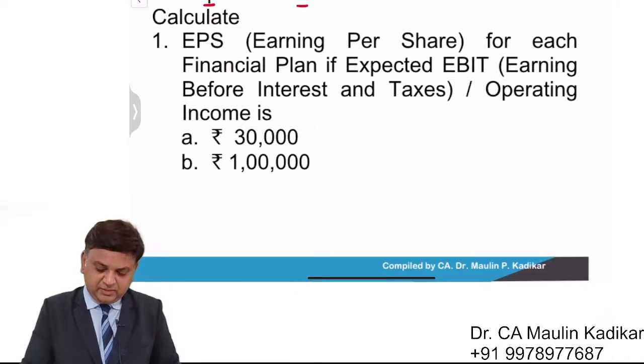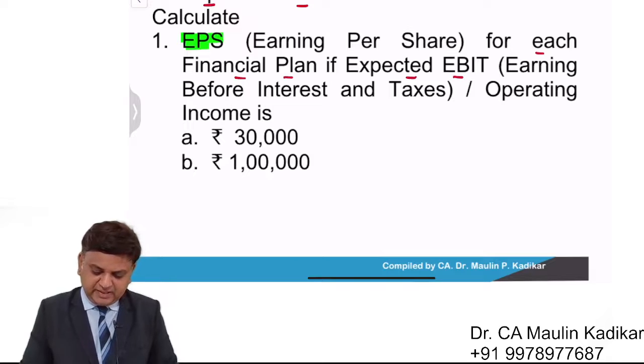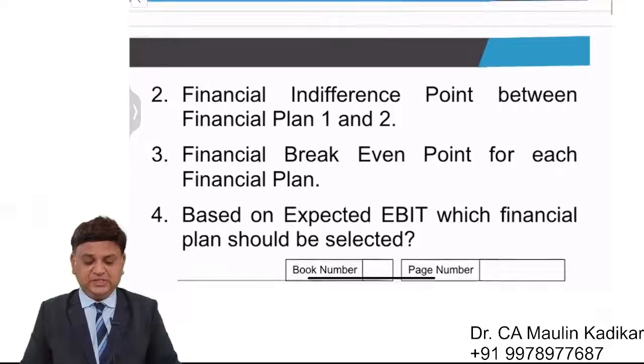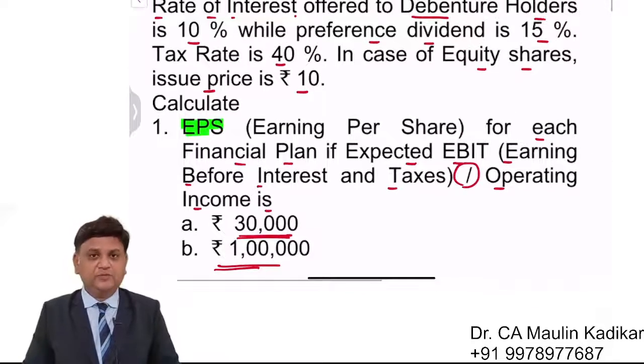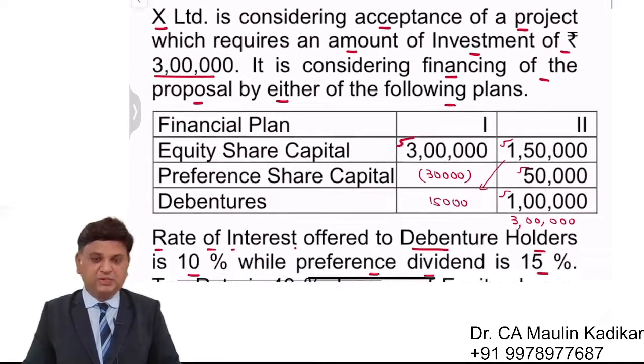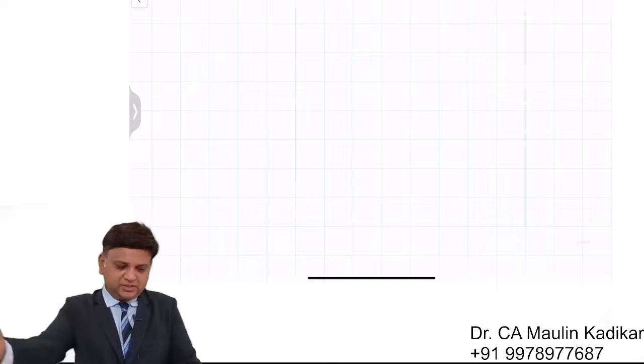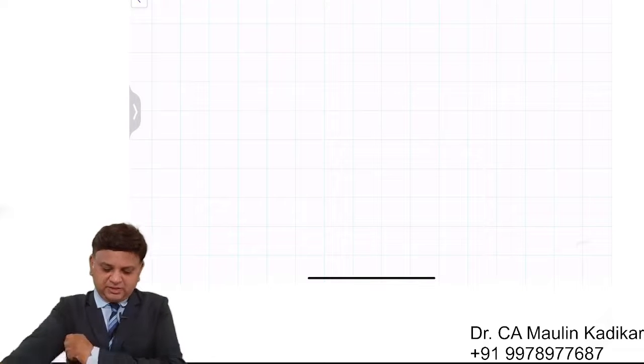You are required to calculate earning per share, EPS, for each financial plan if expected EBIT, which stands for earning before interest and taxes, also given a name as operating income, is 30,000 rupees and it is 1 lakh rupees. And with that said, the further questions are there. I request all of you to go through the question up to the first part only. Let us understand what the question is. Everybody is requested to pay attention.